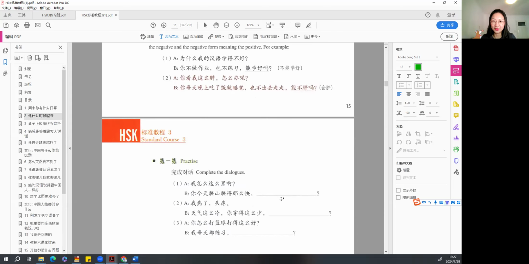Now let's take a look at those practice exercises. First of all, we really need to understand what this sentence means. And now you can see that in HSK level 3, we don't have pinyin anymore. That's the reason why we need to do a lot of reading practice to get ourselves more used to reading Chinese characters. All right, so now let's take a look at exercise number 1.